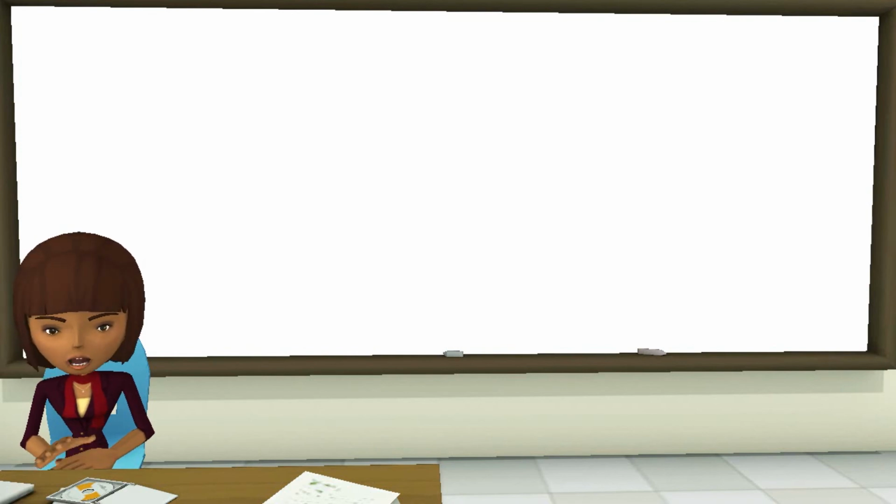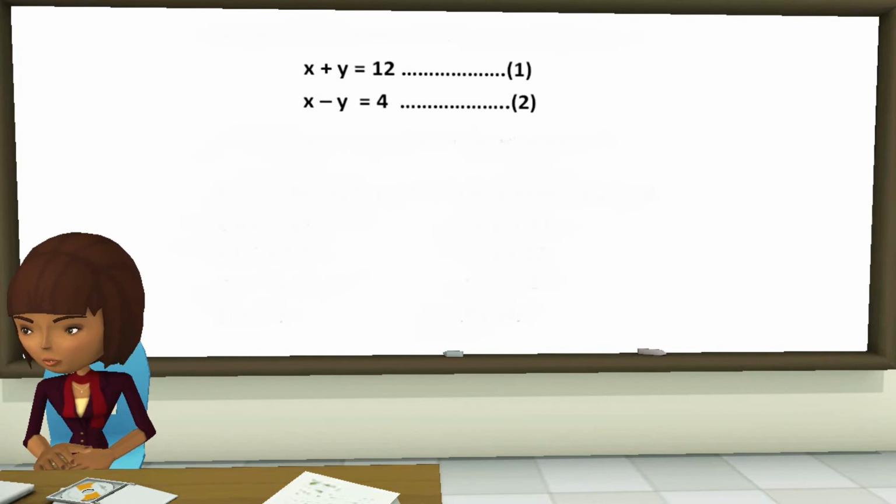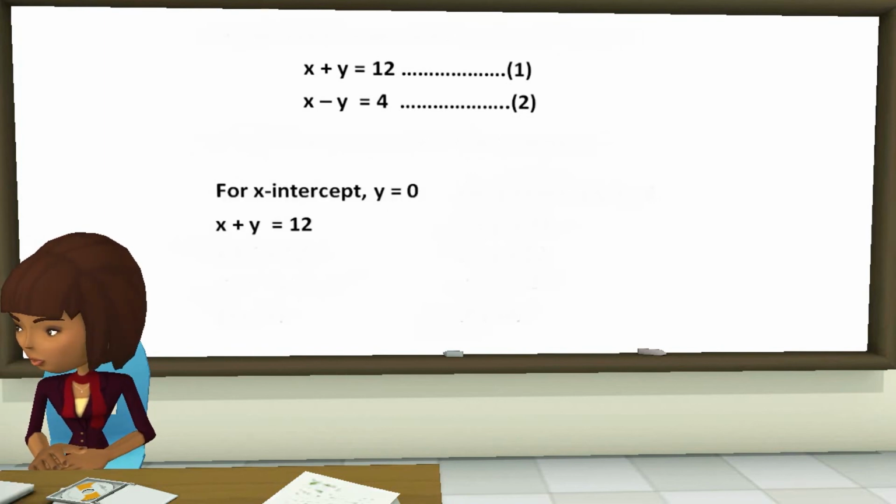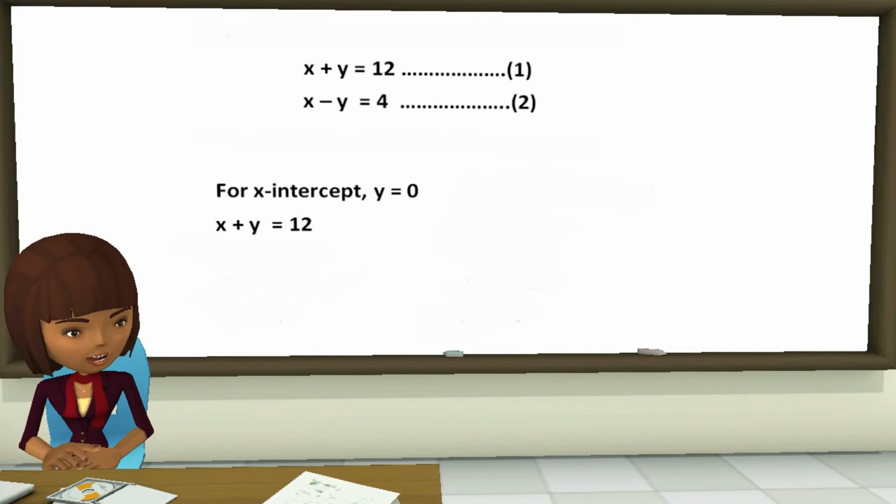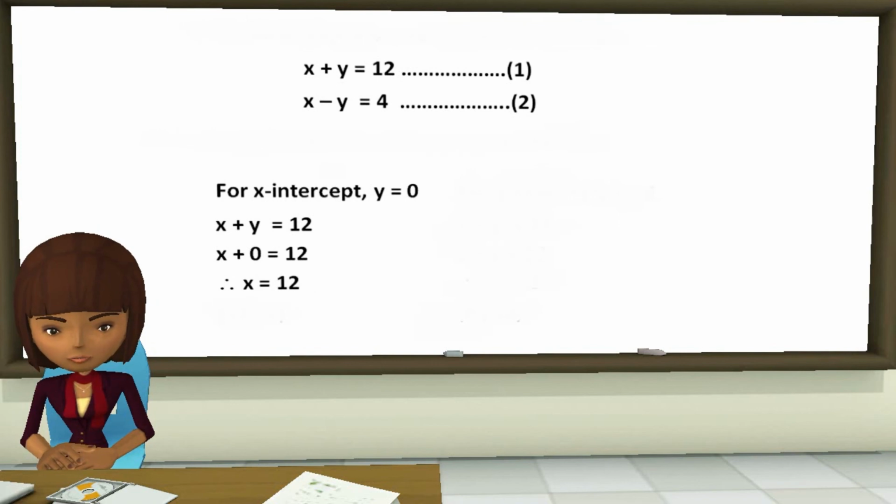The third and final way of solving linear simultaneous equations is by sketching straight-line graphs. When sketching a straight-line graph, we need to know the x and y intercepts. Recall that to find the x-intercept we put y equal to 0, and to find the y-intercept we put x equal to 0. Thus, to find the x-intercept of x plus y equals 12, we put y equal to 0, which means x equals 12. Thus, the x-intercept of this line is the point 12, 0.